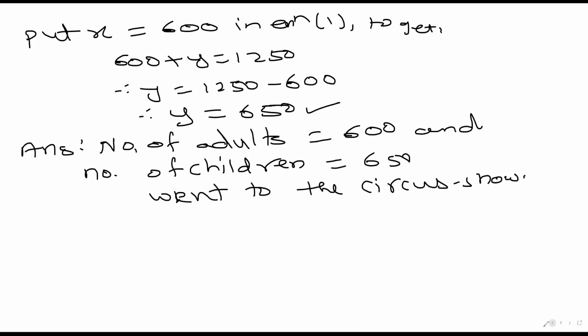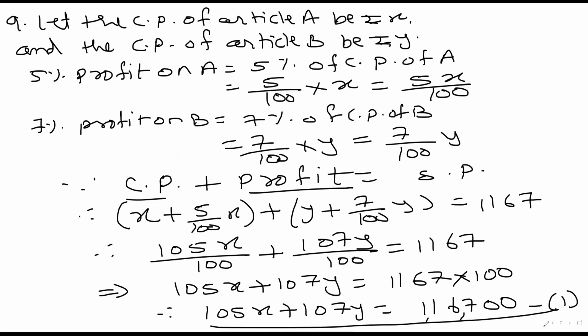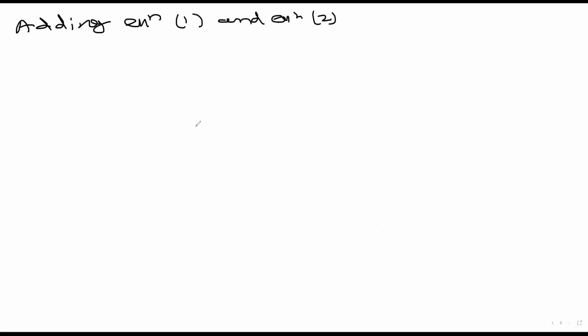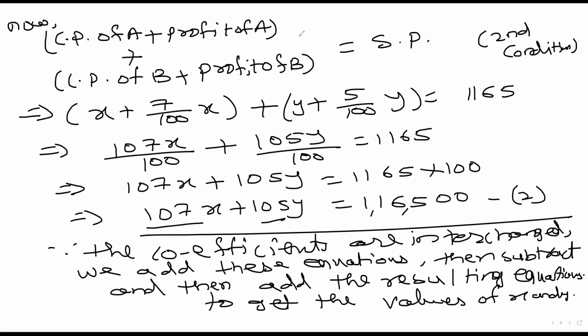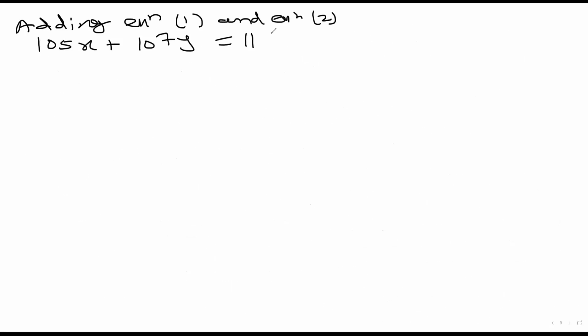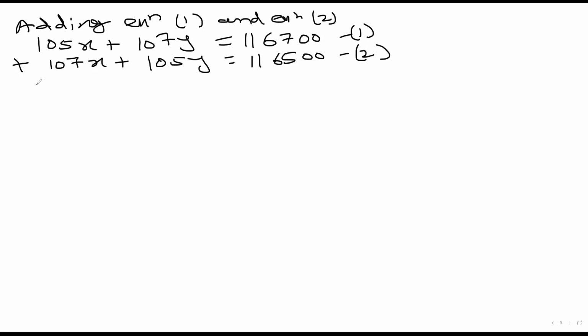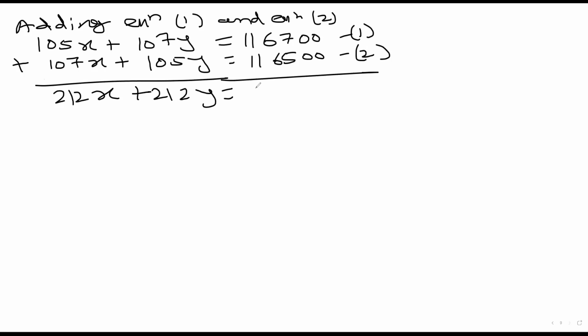Okay, what do you get? What is equation 1? 105x plus 107y is equal to how much? 116700. Correct. Plus 107x plus 105y is equal to 116500. So when you add them, what do you get? 212x plus 212y is equal to 233200. Correct.